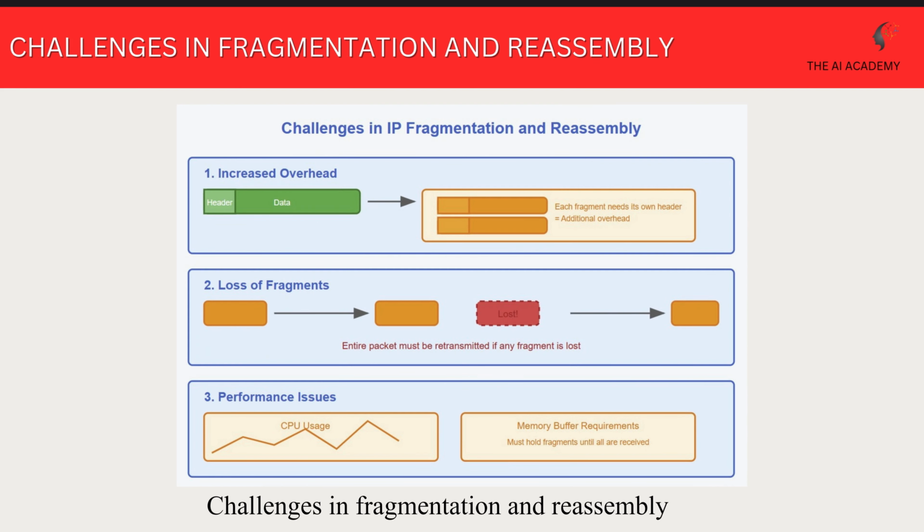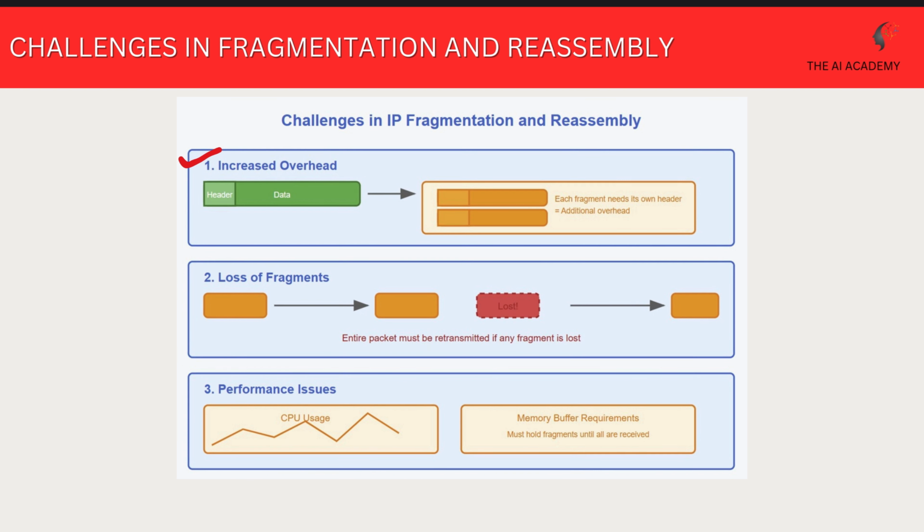Challenges in fragmentation and reassembly. While fragmentation allows data to pass through different networks, it introduces some challenges. 1. Increased overhead. Every fragment requires its own IP header, increasing the size of the transmitted data. 2. Loss of fragments. If a single fragment is lost, the entire packet cannot be reassembled. 3. Performance issues. Reassembling packets at the destination can be resource-intensive.